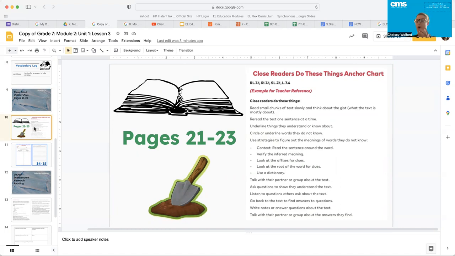Talk with your partner or a group about the text. Ask questions to show your understanding. Go back to the text to find answers to questions. Listen to the questions others ask about the text. So at this time, let's go ahead and do a second read, a close read of 21 to 23, keeping all these things in mind. So go ahead and pause the video and begin to work through this now.